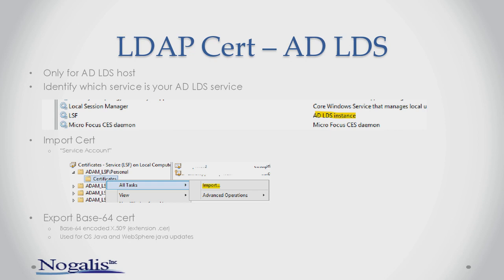And then you're going to import the certificate. And so this is where you're going to need to know your private key password. So you'll import that certificate into the personal store for that service. And then immediately you're going to turn around and export that certificate as a base 64. One of the options in the export wizard that you want to choose is base 64 encoded X.509. And that has the extension of CER. And you're going to use that file later whenever you're updating your OS and WebSphere Java certificates.